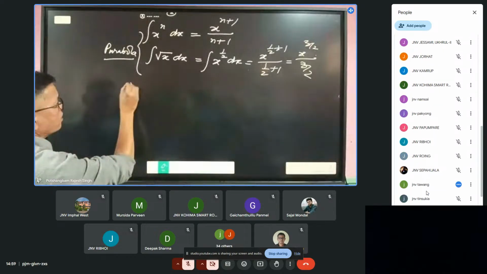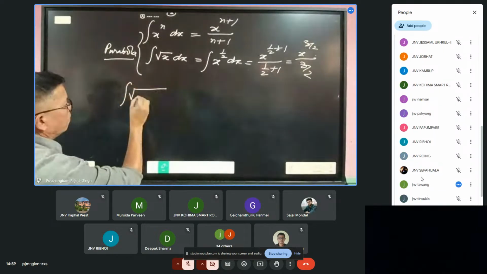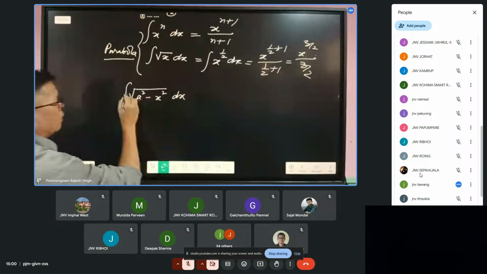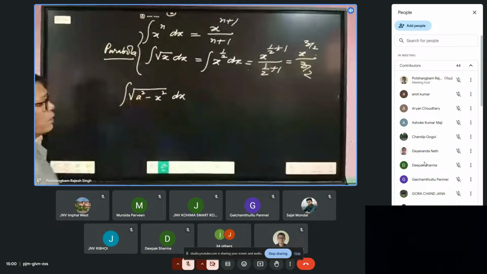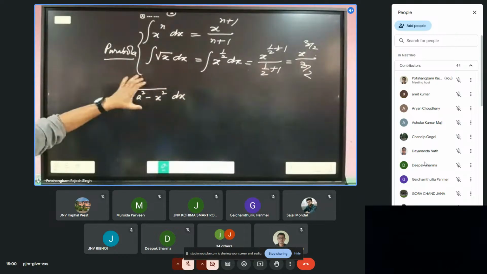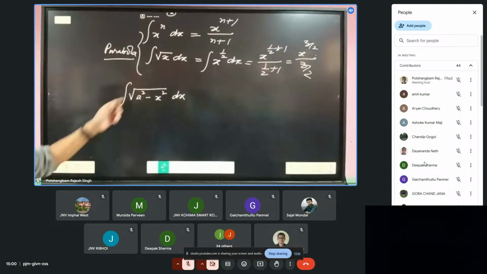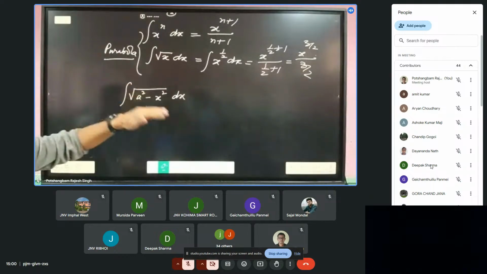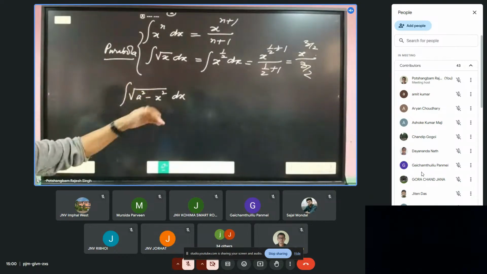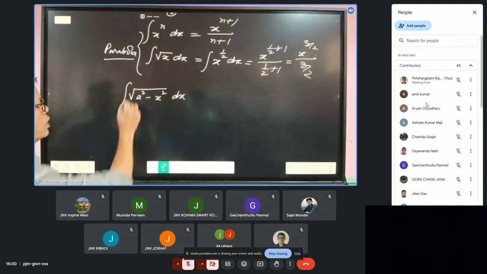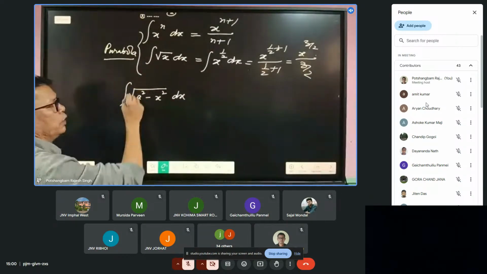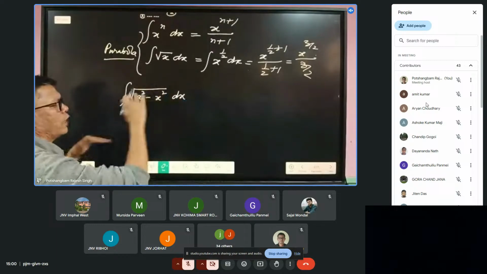Next, this is the standard formula: integration of root of a square minus x square. This is to be memorized from your side. This is a very important integration. It belongs under the integration of the form root of quadratic in your syllabus. So this formula is used to find the integration of root of a quadratic, and you must memorize and write this formula.